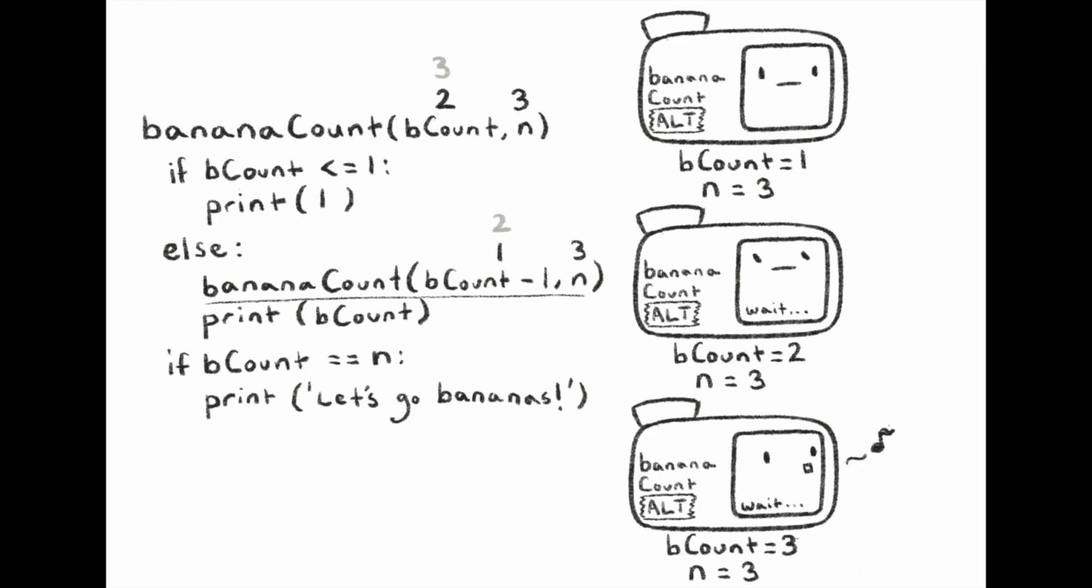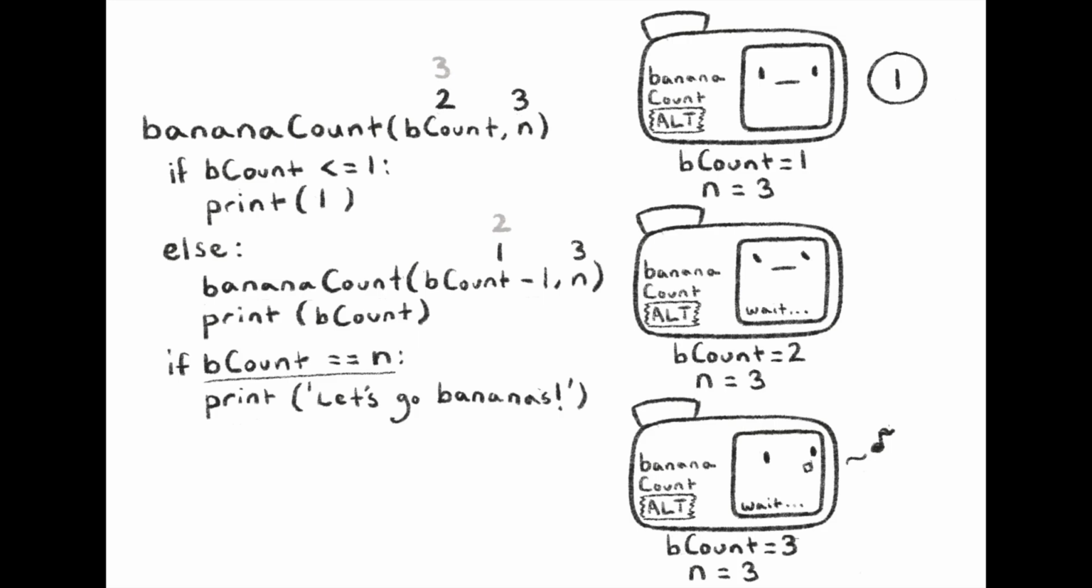Finally, this newest banana counter clone doesn't call itself, as its b count value is equal to 1, and instead counts out 1 per the first if statement. It then checks to see if its b count value happens to be equal to n, as that would indicate all bananas have been counted, and the celebratory message can be sent out. However, 1 does not equal 3, so no celebration here.